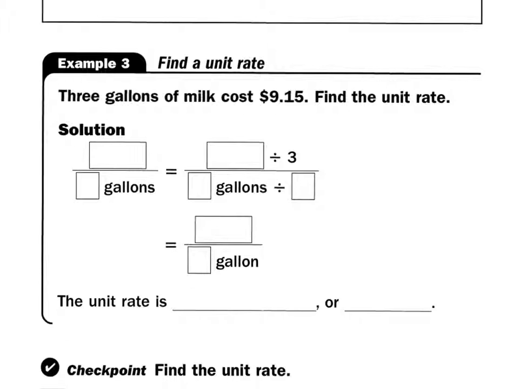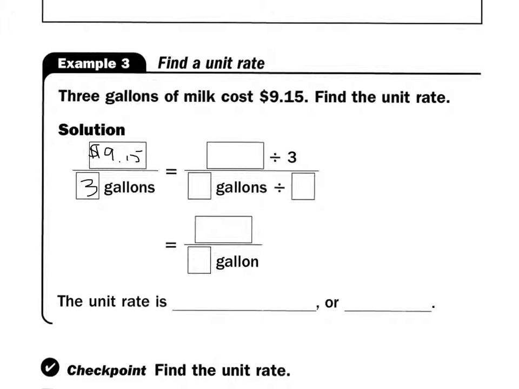Shifting gears just a little bit, in example 3 we're going to find a unit rate. Unit rate does not have to be difficult. The hardest part of unit rate is putting things in the correct place. We're going to take 3 gallons of milk that costs $9.15. To find the unit rate here, we're looking at the cost per gallon. Well, the cost of the 3 gallons was $9.15, and that was for 3 gallons.